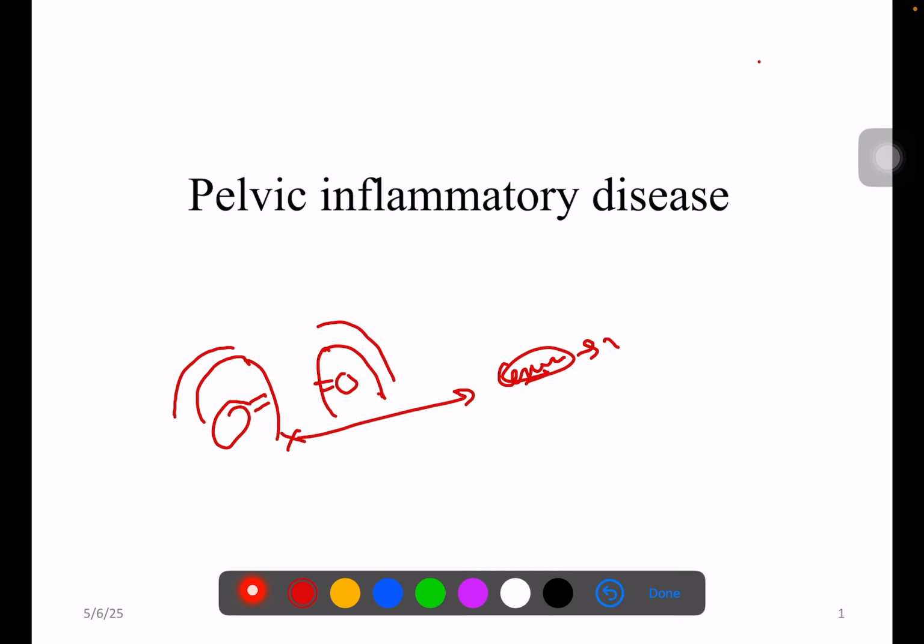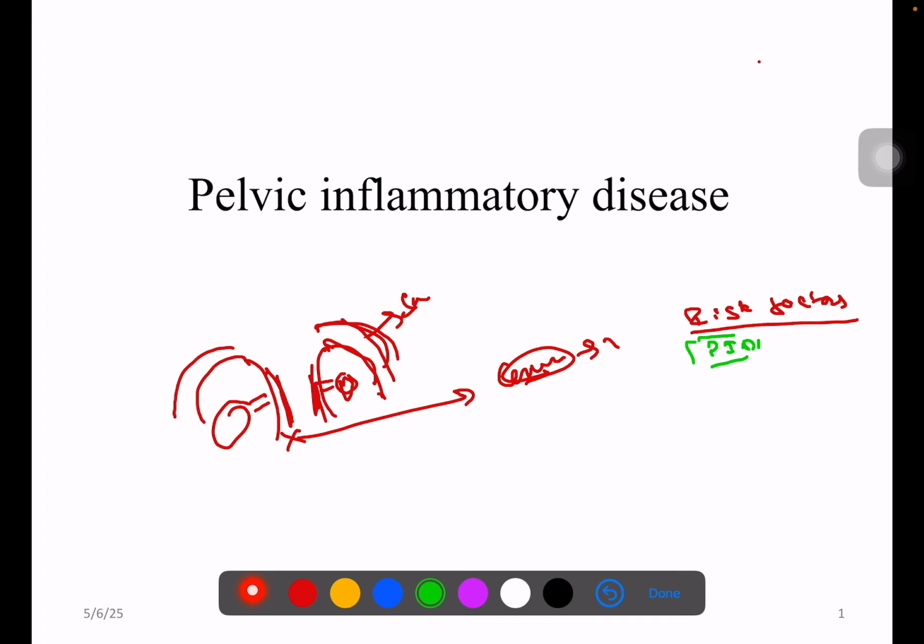Okay. So first of all, I'll give you an outline and then we'll go into the pelvic inflammatory disease component. Okay. So if it is involving the uterus, it is known as endometritis. If it involves the tubes, that is known as salpingitis, and if it involves the ovaries, it is known as oophoritis. Okay. Now, what are the risk factors? So first of all, you should know about the risk factors of pelvic inflammatory disease.